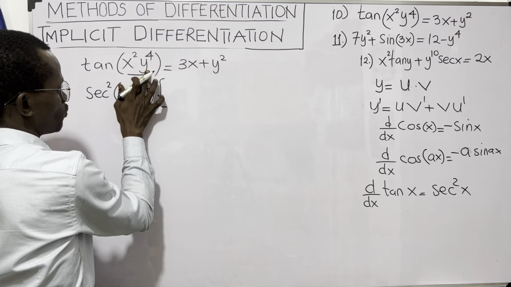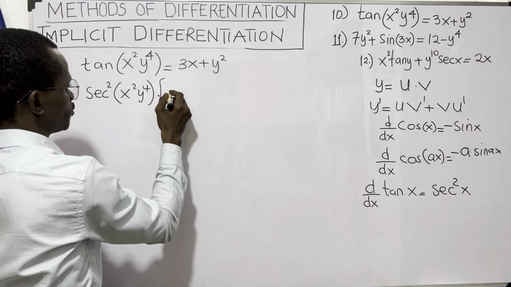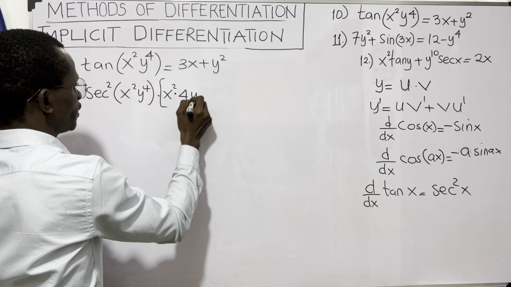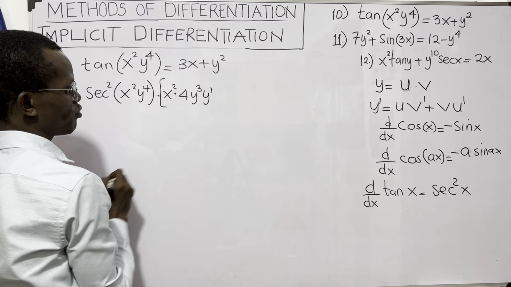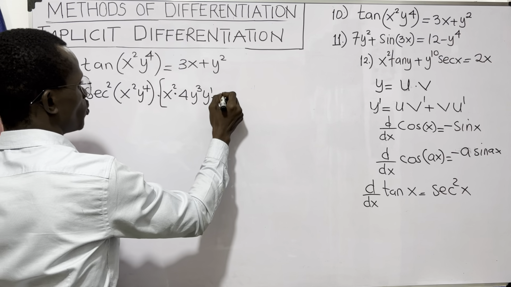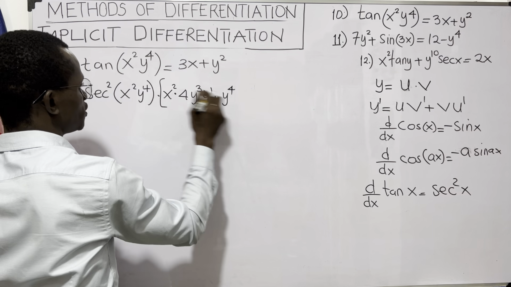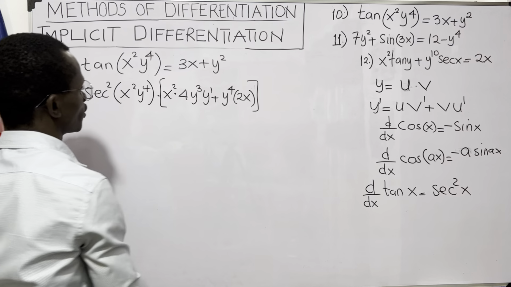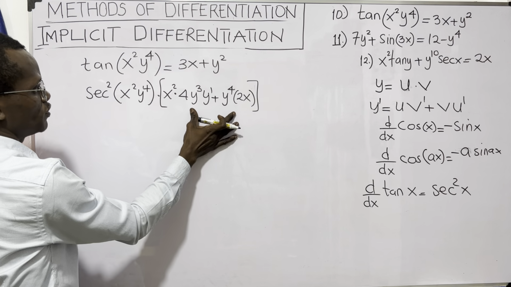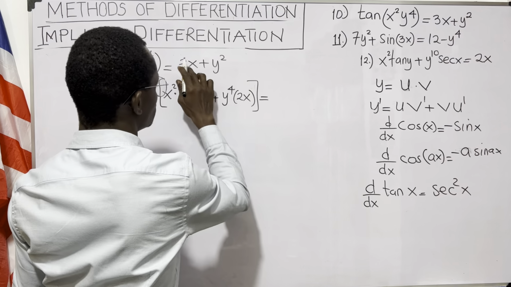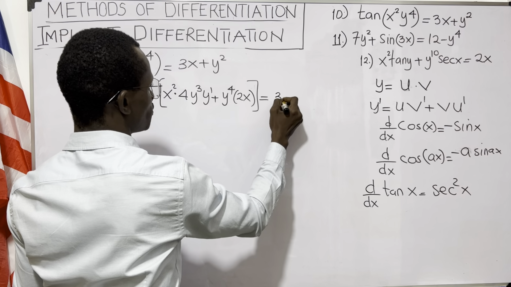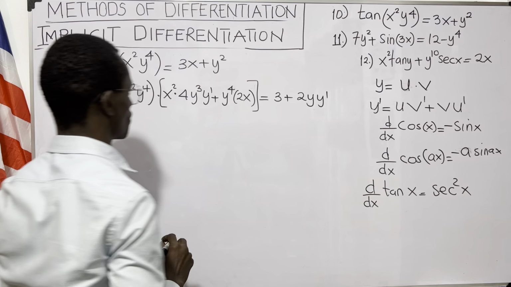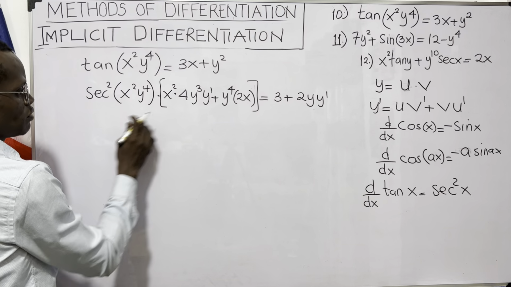So product rule, because you have x and y, so we hold x squared and differentiate y to the fourth. We get 4y cubed, and then we attach y prime, plus we hold y to the fourth and differentiate x squared, we get 2x. So we have already differentiated the angle of this. All equals, derivative of 3x is just 3, and the derivative of y squared is 2y y prime.